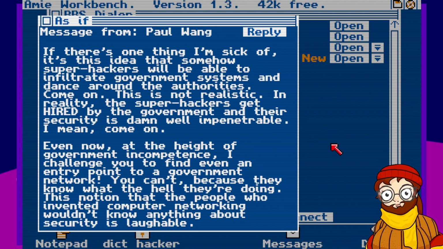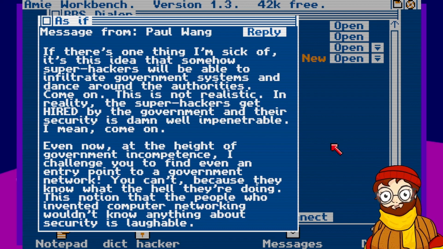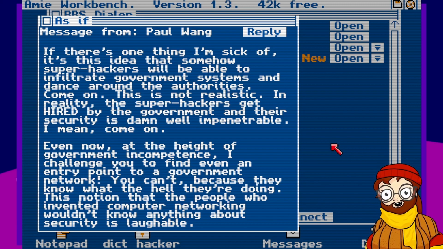Message from Paul Wang. If there's one thing I'm sick of... Oh, the subject is "as if." If there's one thing I'm sick of, it's this idea that somehow super hackers will be able to infiltrate government systems and dance around the authorities. Come on. This is not realistic. In reality, the super hackers get hired by the government, and their security is damn well impenetrable. I mean, come on. Even now, at the height of government incompetence, I challenge you to find even an entry point to a government network. You can't, because they know what the hell they're doing. This notion that the people who invented computer networking wouldn't know anything about security is laughable.